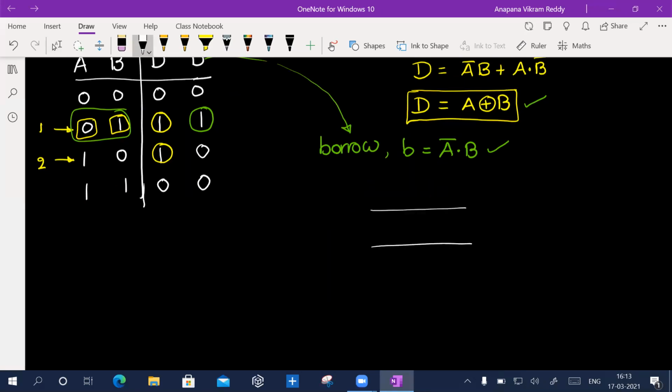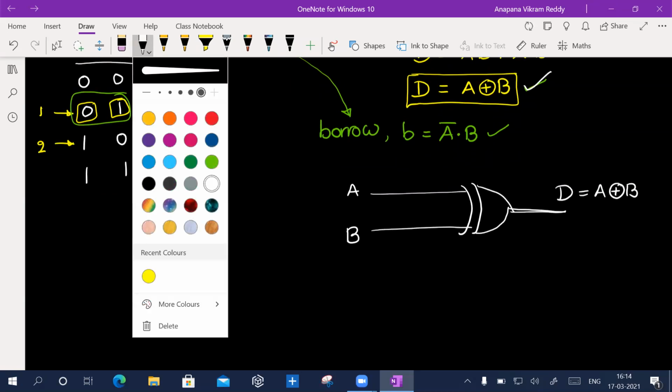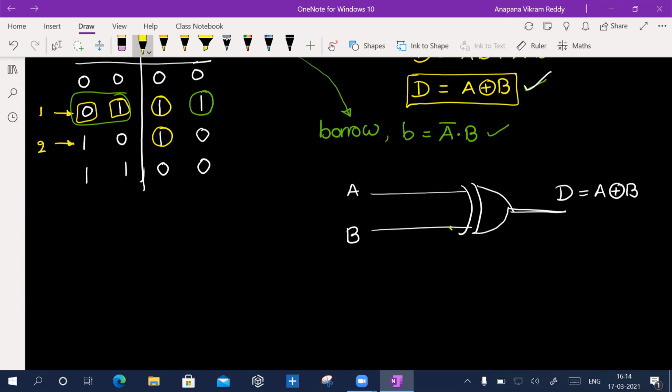So I take two inputs, A and B. So I require one exclusive OR operation. So this is exclusive OR. So this is my difference D. So I'm done with this, where D is equal to A exclusive OR B, and my borrow is A complement and B. That means, see, I can do this in many ways.